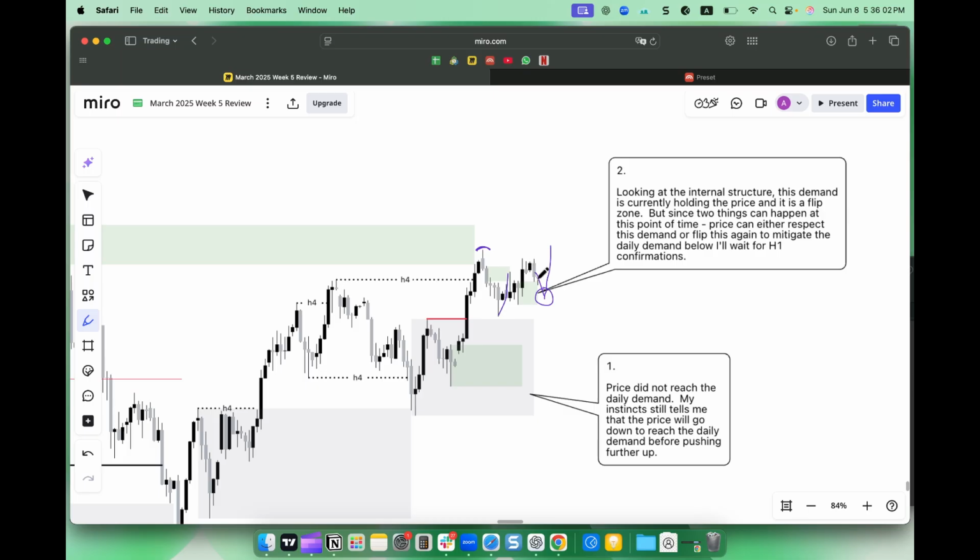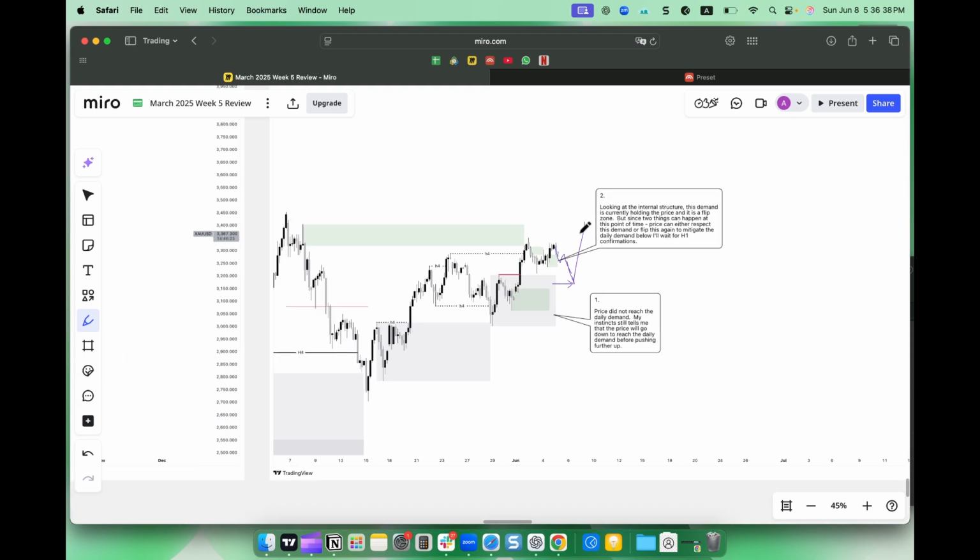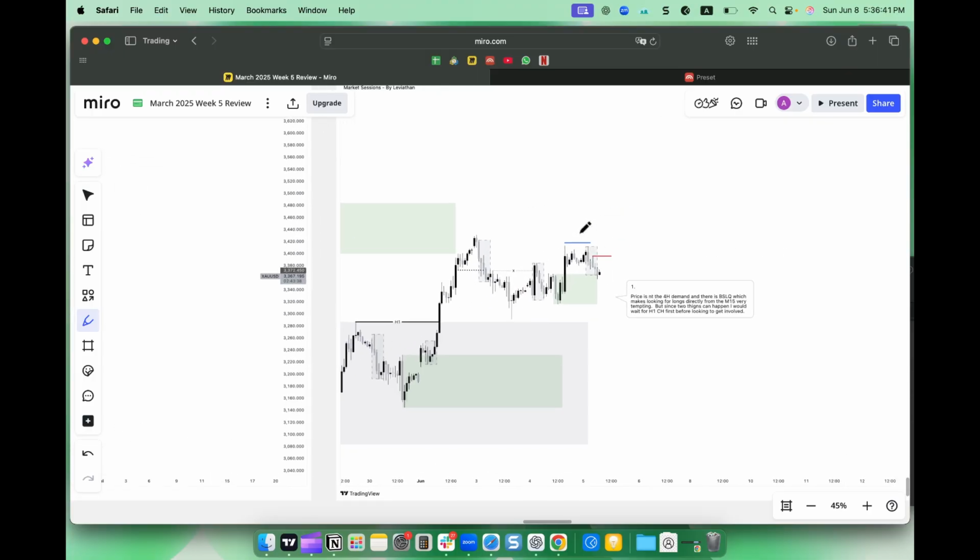But sometimes there can also be a chance that the price can flip this demand zone just to mitigate the daily demand, and then price can push further up. So this would create more liquidity. Why? Because currently the price is bullish. So if the price chalks bearish, then people would be looking for sells. And when the price mitigates this demand zone, again, all the sellers would be trapped, and boom, price will push up. So let's see what actually happened.